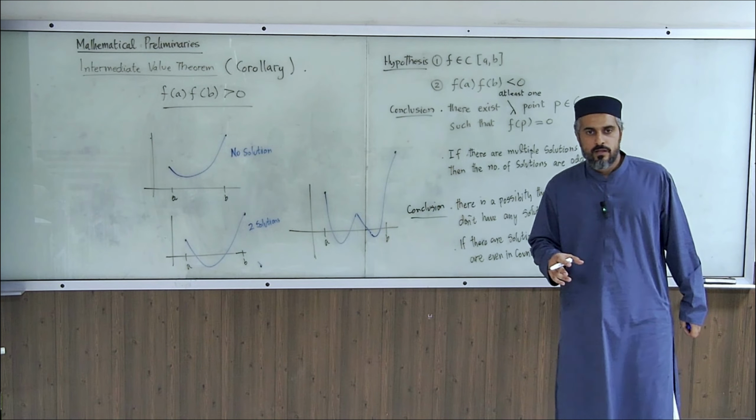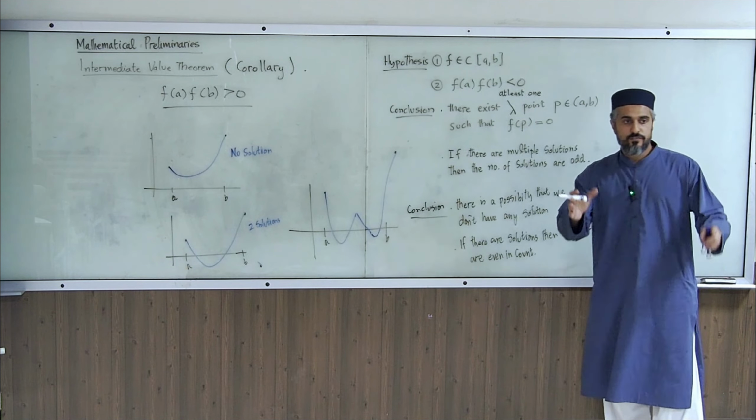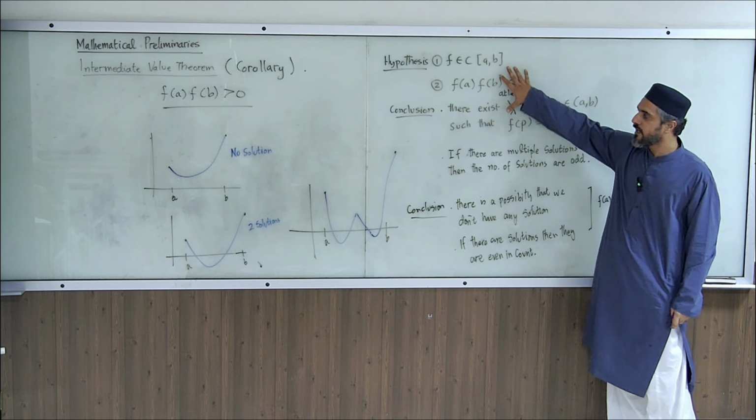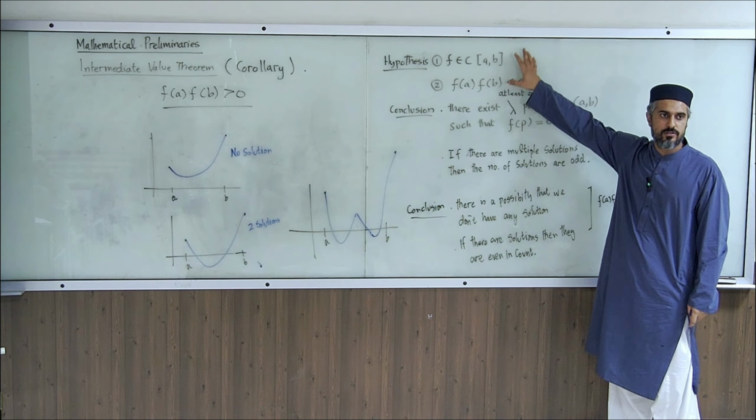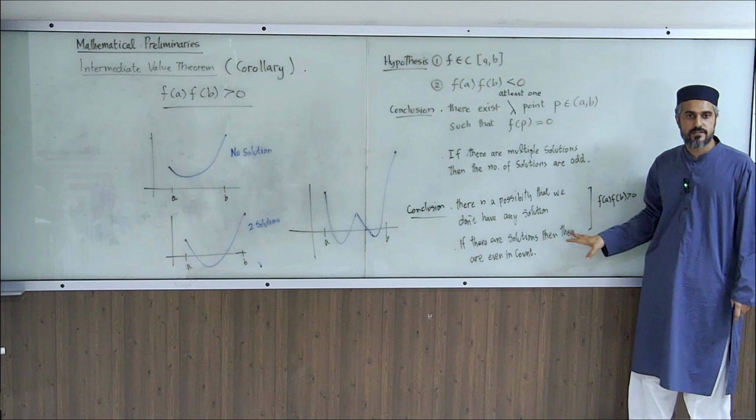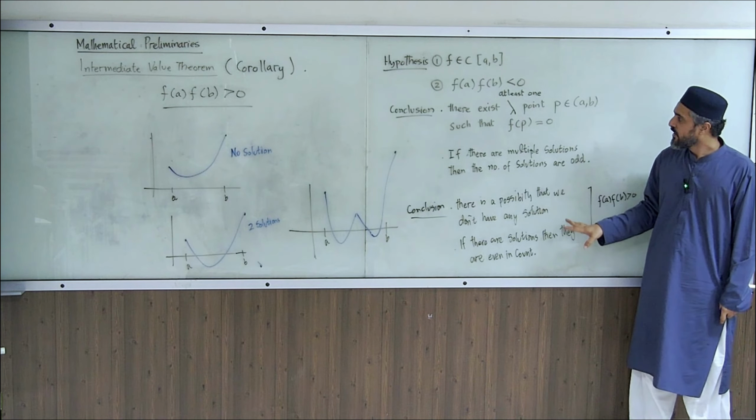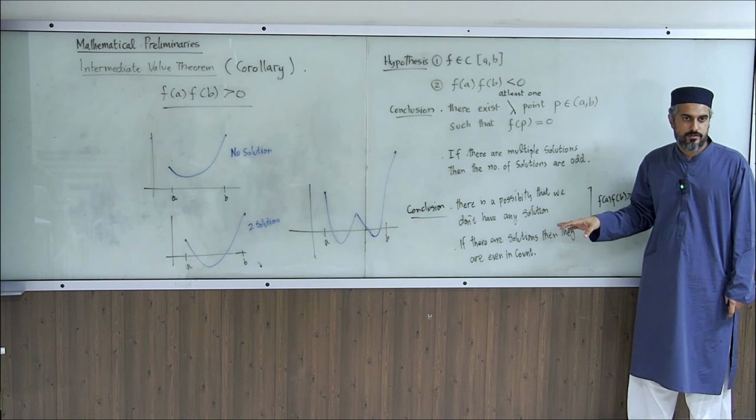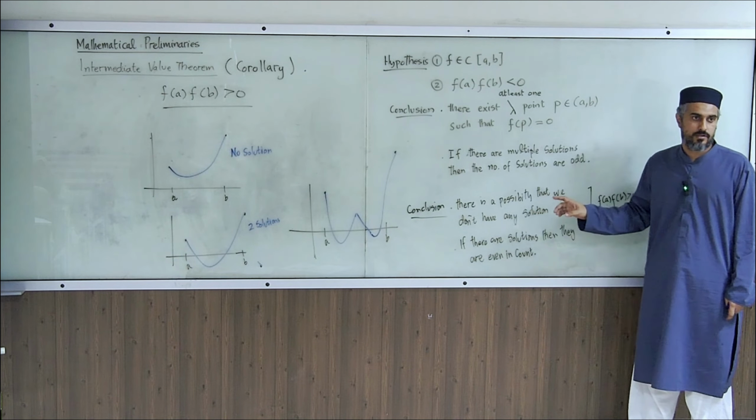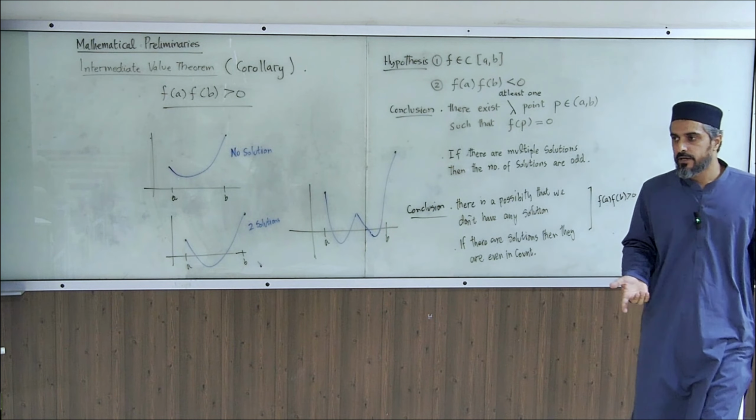Now let me pose you a question. We have this scenario where f of a, f of b is less than 0, and we have another scenario where f of a, f of b is greater than 0. Which is the wise way to go with? One with at least one solution, or one with the possibility that we may not have any solution? We have at least one solution.